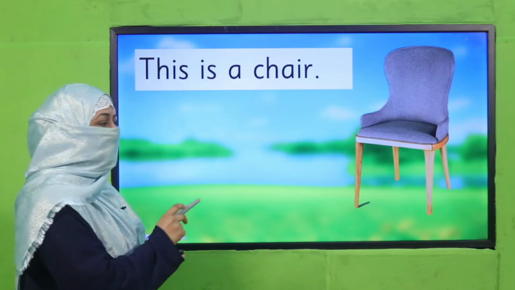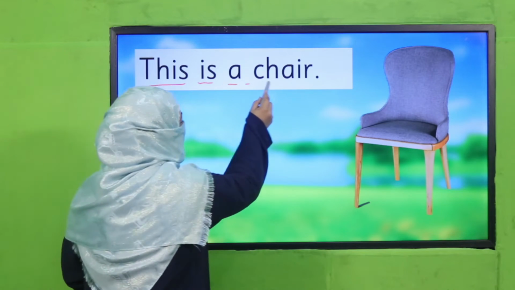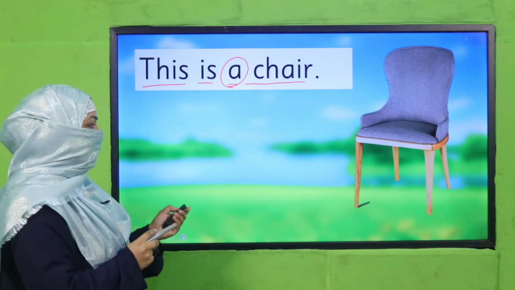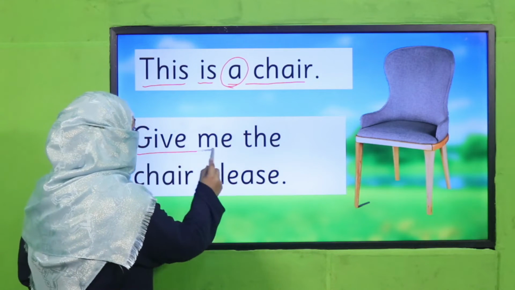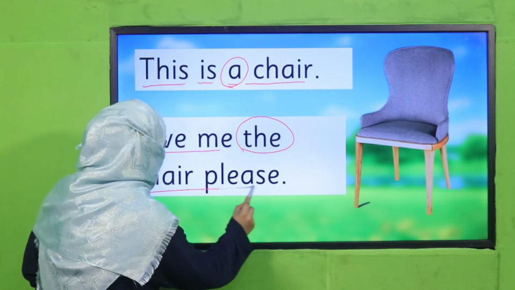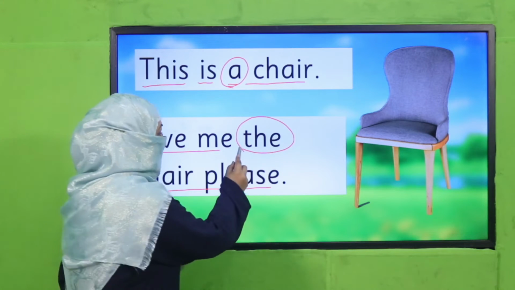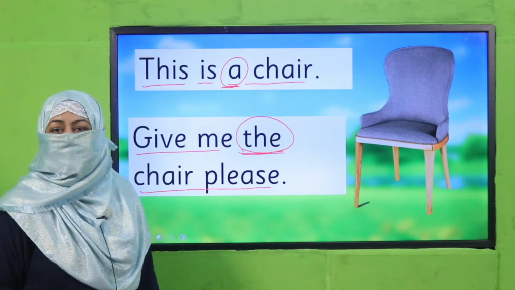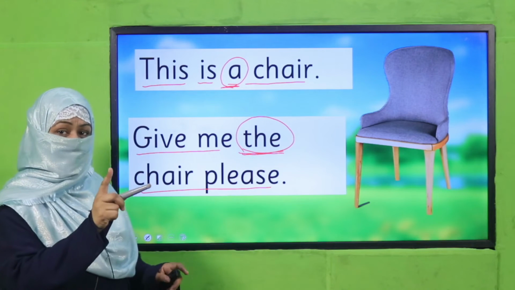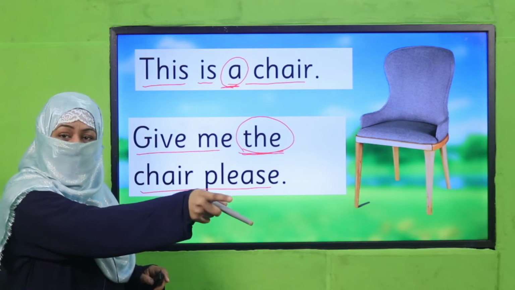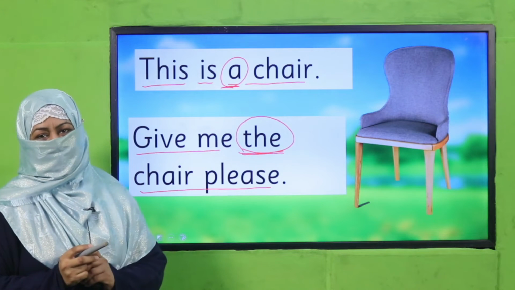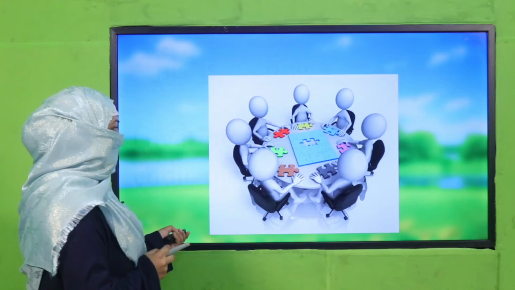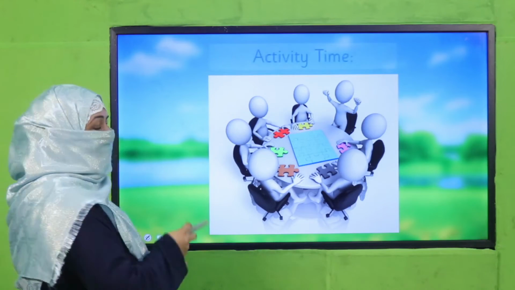The way I told you, when I say "this is a chair", this is referring to any chair. But when I say "give me the chair, please", now this "the" means I'm talking about a specific chair. Give me the chair. The only one I'm pointing to, you should give that to me. Do you understand the difference? Okay, so let's learn it further through an activity.